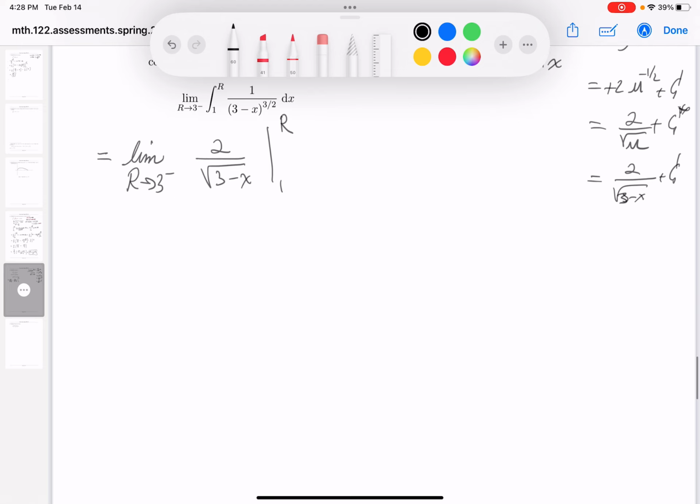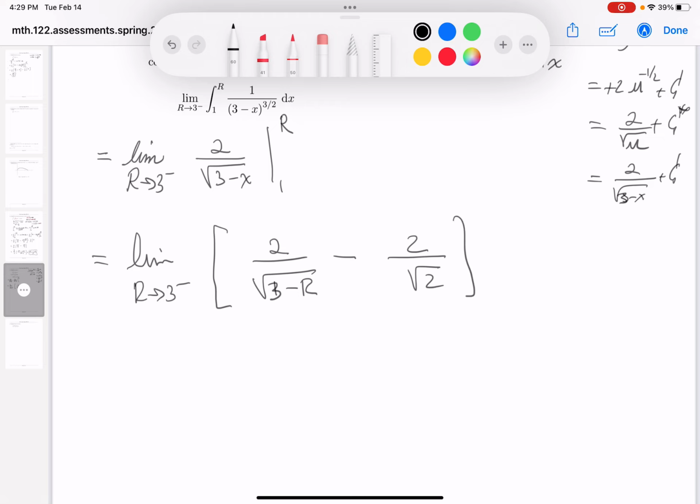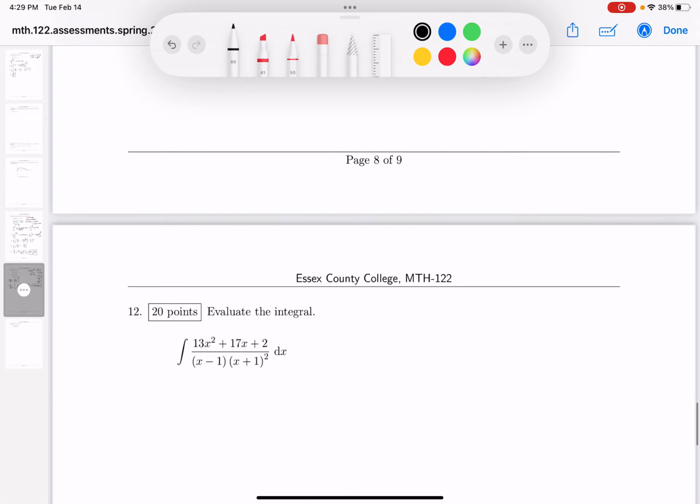Let's go to town. Let's write this down. Limit as r goes to 3 from the left. Got to evaluate at r, so 2 over root 3 minus r, and then it's minus the lower limit, which is 2 over root of 3 minus 1, root 2. It's not so bad. This is divergent, and the reason being is this limit goes off to infinity, so it's divergent. Put a box in that, we got the work. Let's see if there's another question there. Yeah, there is, just over here.